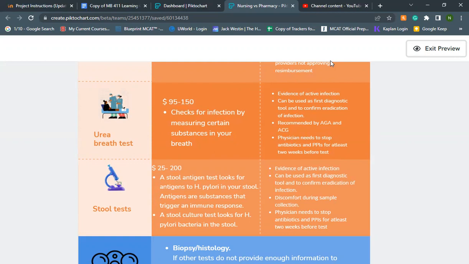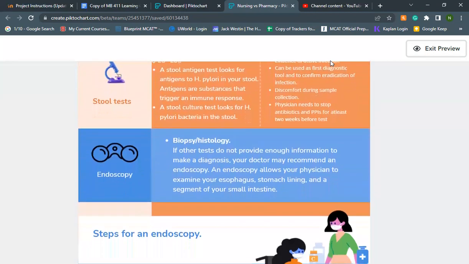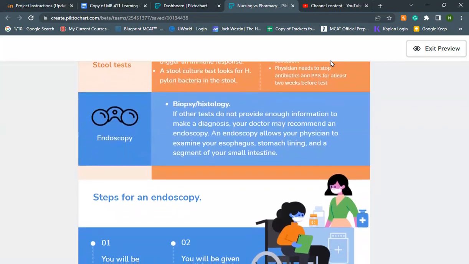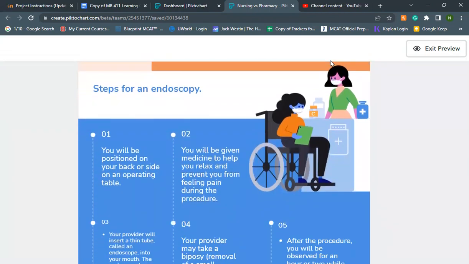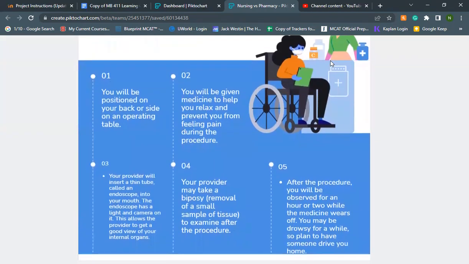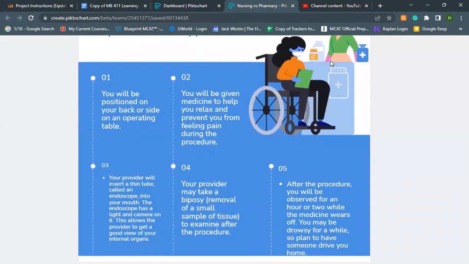All of the tests mentioned above were non-invasive, and if your physician cannot come to a definitive diagnosis, then he or she might order an endoscopy. The endoscopy will allow your physician to examine your esophagus, stomach lining, and a segment of your small intestine. Since this is an invasive procedure, let me explain how this is going to work. You'll be asked to lie down. You'll be given a medicine to relax and prevent you from feeling pain during the procedure. Your provider will then insert a thin tube called an endoscope into your mouth, and the endoscope has a light and a camera on it, so the physician will get a good look at the internal organs.